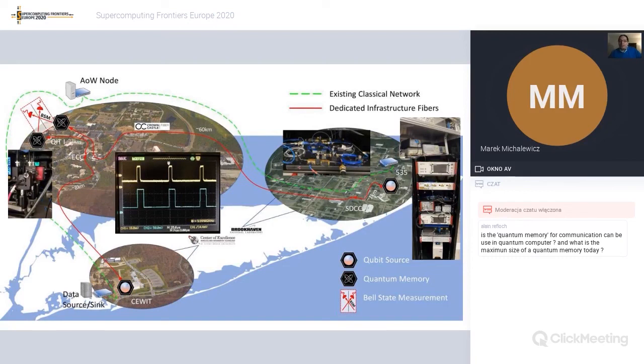So then you can think that you can put several of these memories together if you want to reach, say, 1,000 qubits, right? And in order to do this for quantum computing and distributed quantum computing, you need to be able to interface these buffers, or sets of buffers, to quantum gates that can perform the logical operations to do computing. I hope that answered the two questions.